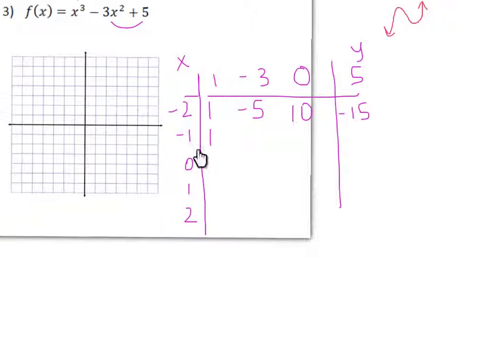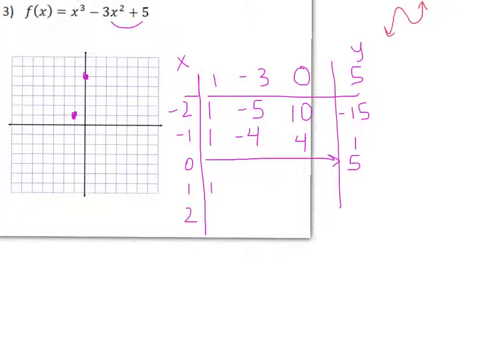So we drop down the 1. 1 times negative 1 is negative 1, plus negative 3 is negative 4. Negative 4 times negative 1 is positive 4, plus 0 is positive 4. Positive 4 times negative 1 is negative 4, plus 5 is 1. So there's our first point that we can graph, negative 1, 1. So there's our point, negative 1, 1. For 0, we know we will end up just getting 5. So 0, 5. Plot that one as well.